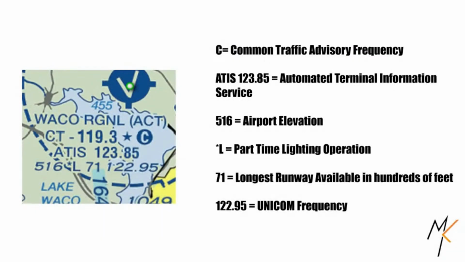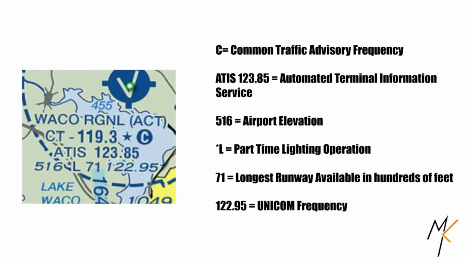ATIS 123.85 is your automated terminal information service. You would tune into this frequency to get weather reports. This is going to tell you everything from winds, landing and departing runways, everything a pilot needs to be aware of just ahead of time. Below that is the number 516. This is your airport elevation.